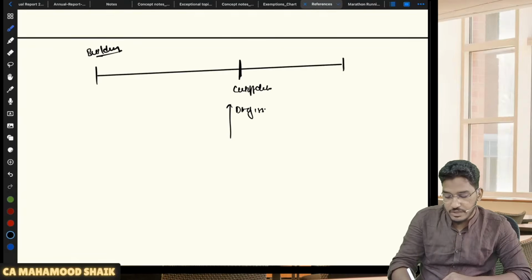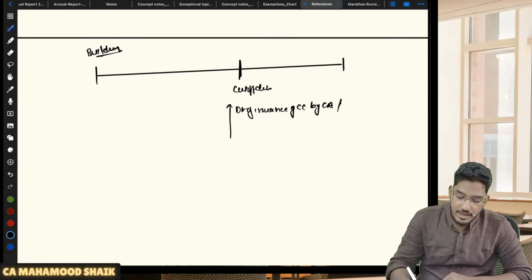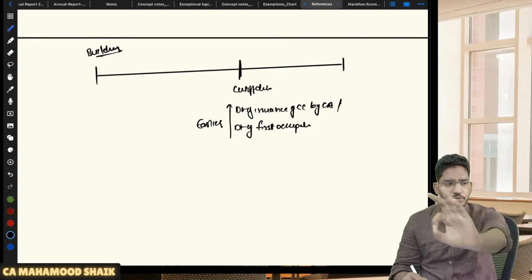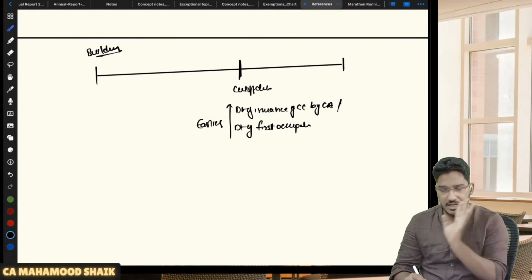date of issuance of completion certificate by the competent authority, or date of first occupation, whichever is earlier. That date you have to determine here. I'm trying to put it in as simple a manner as I could.